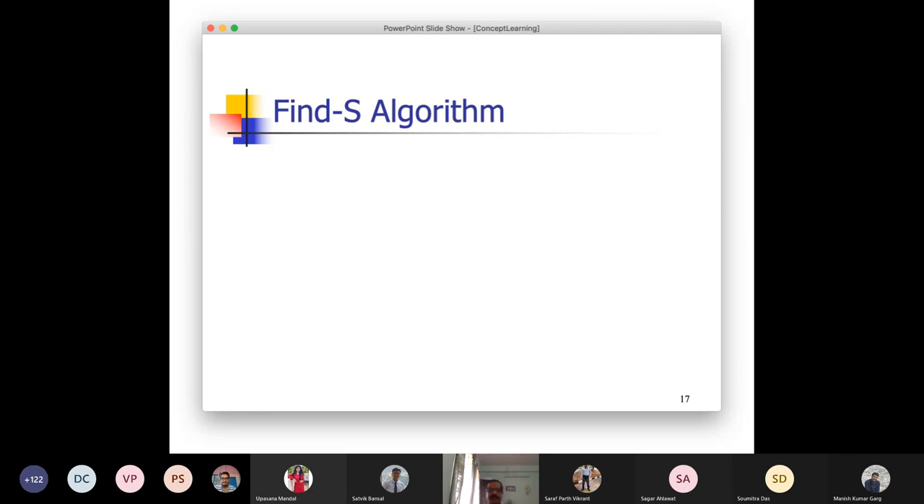So there is one algorithm that I'll be discussing first. Is there any question? Sir, why are we interested in finding one point in the map of the ordering of the hypothesis? Why one point? Why not all points? Is that your question?